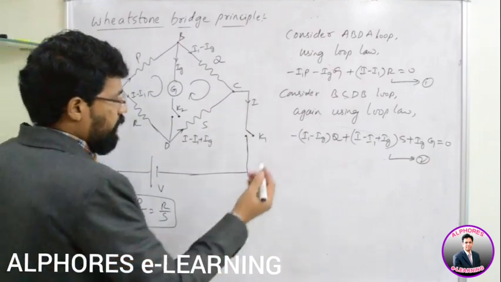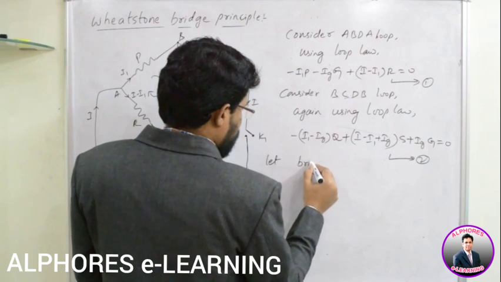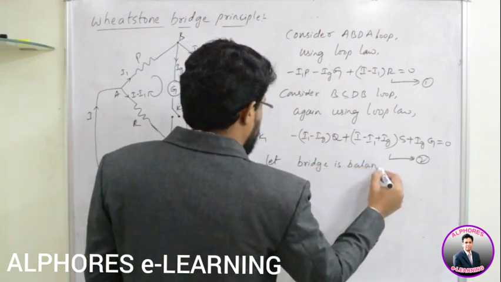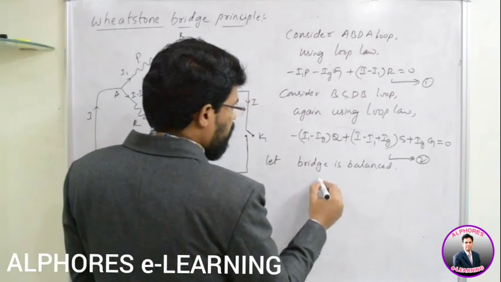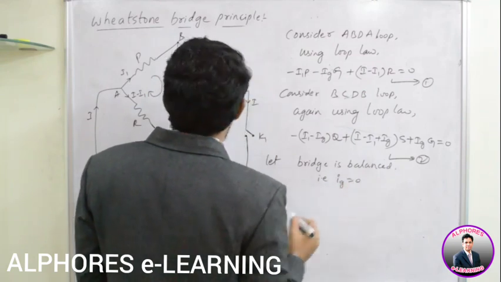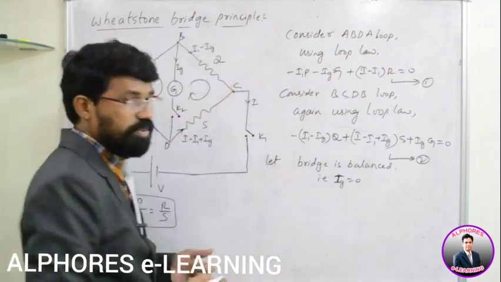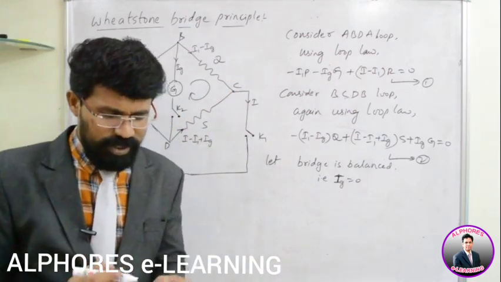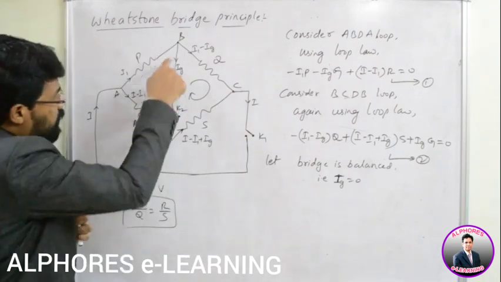Let the bridge be balanced. According to the principle, when do you say that the bridge is balanced? That is, Ig is 0, or the current passing through the galvanometer is 0. Then only you say that the bridge is balanced. Now tell me, how is it possible? How is it possible? When there won't be any current through this branch.